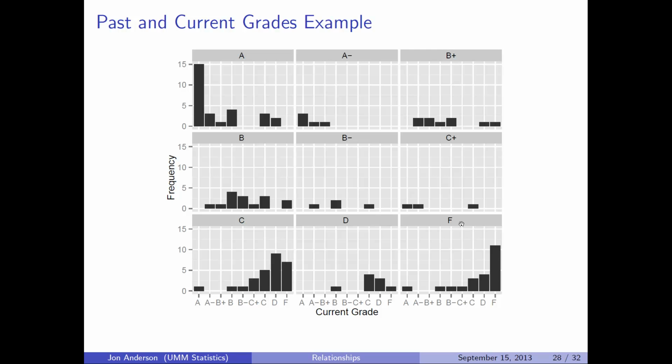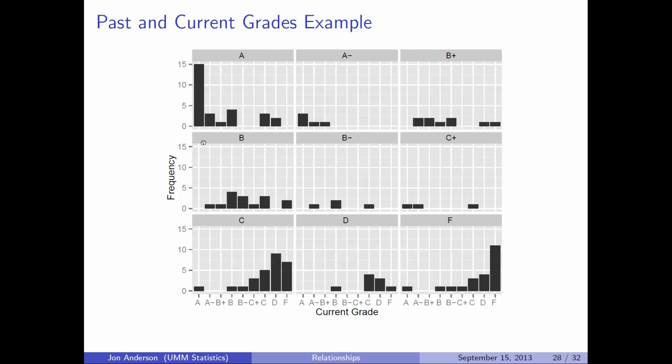On the other end of the scale, this F panel is everybody who got an F in a previous class. How are they doing in this current one? Well, they're typically doing bad. They're getting Fs or Ds or Cs, and they're just not doing very well. Very few are doing extremely well. And so there is a relationship between these variables.